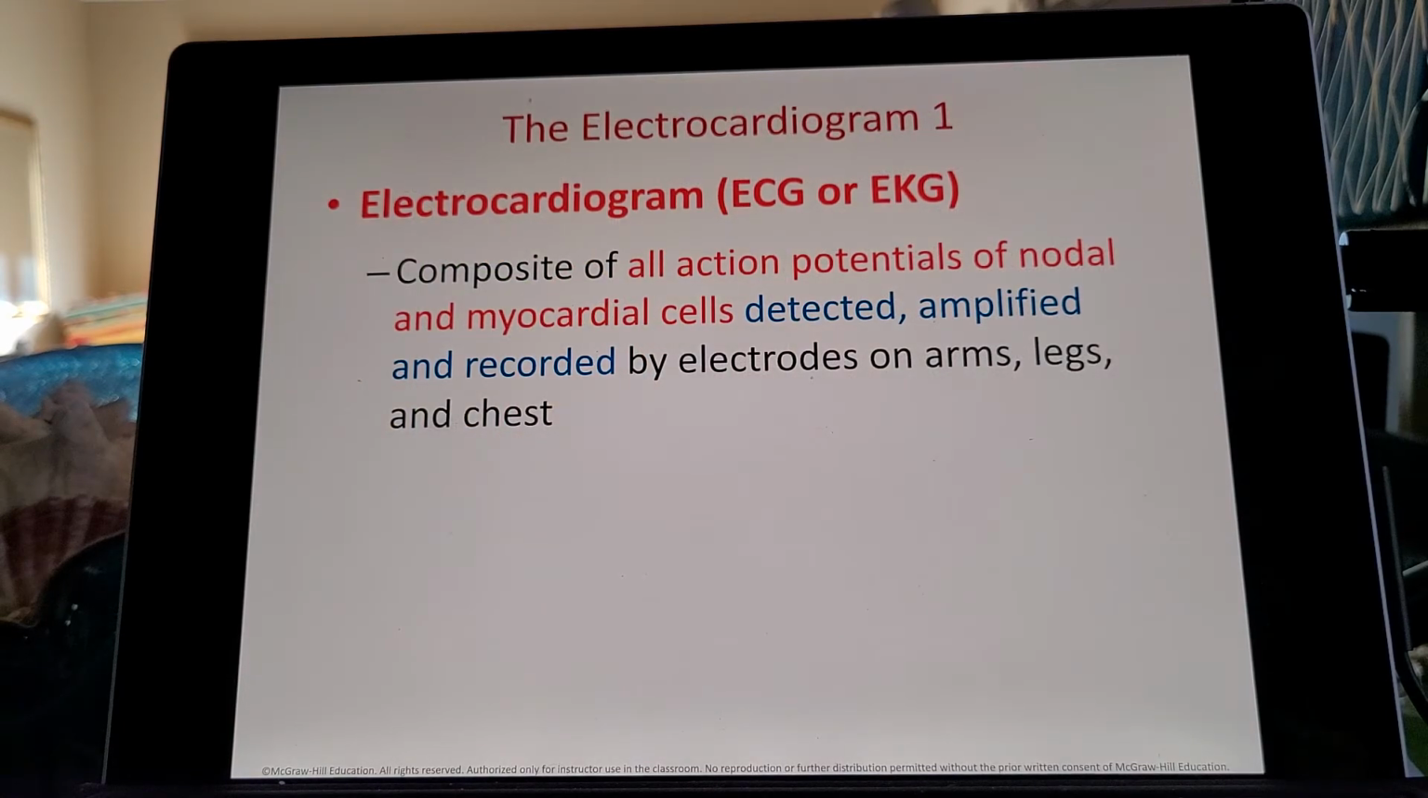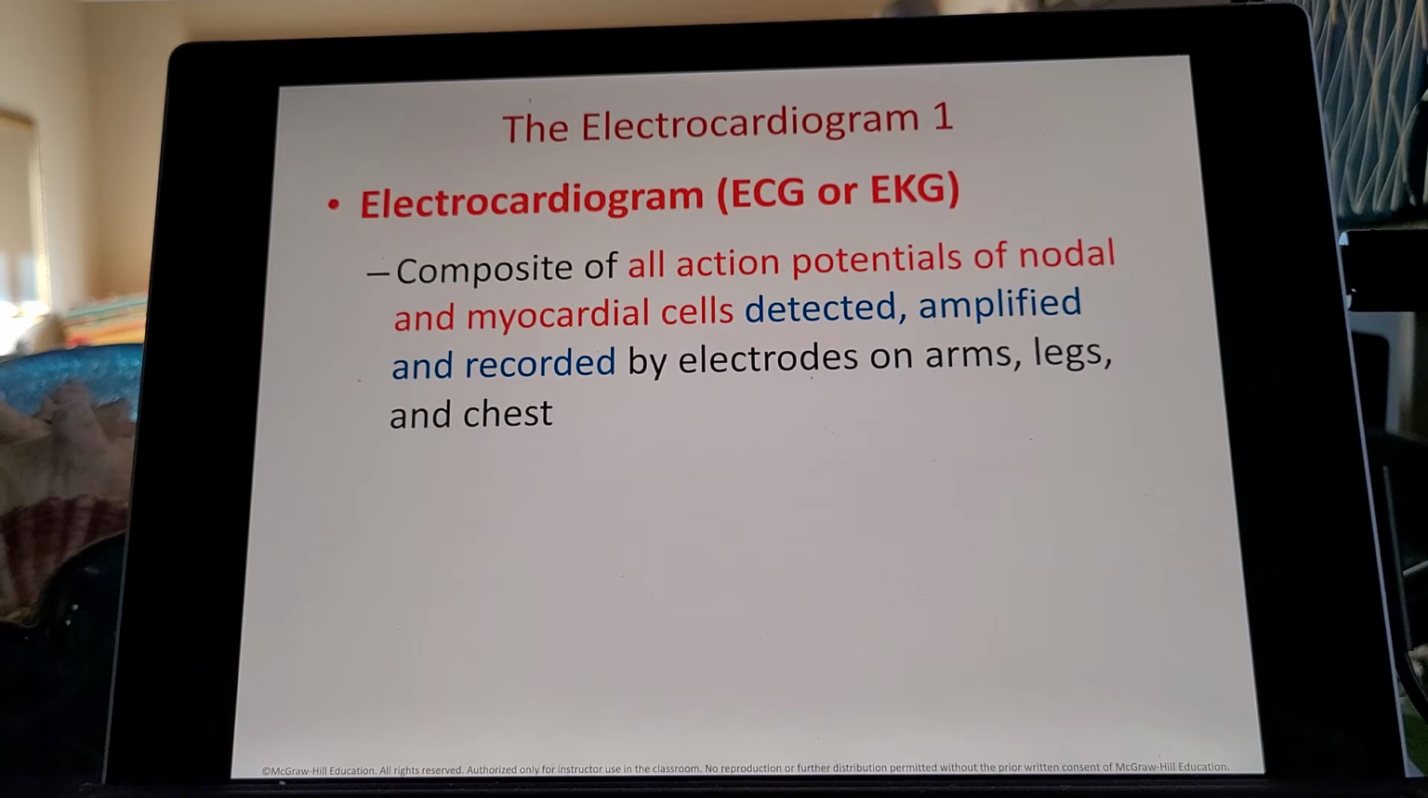Okay, so looking at all this electrical activity, we can actually record this using an electrocardiogram. Here it is referred to, at least in the new vocabulary, as an ECG. The old vocabulary is EKG. I'm probably going to slip up and call it an EKG, but the new term is now ECG.